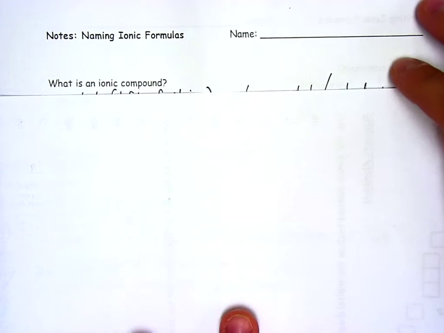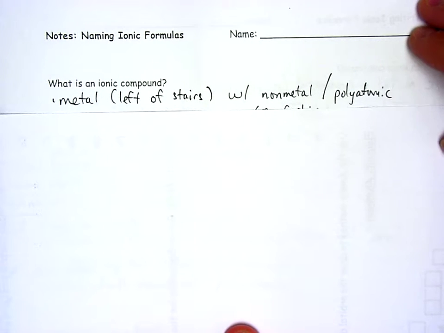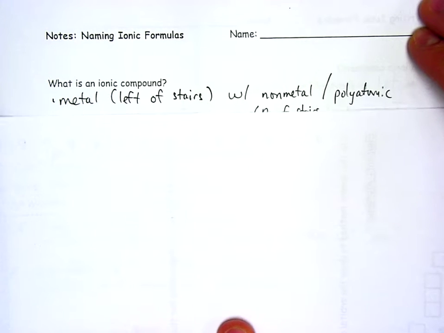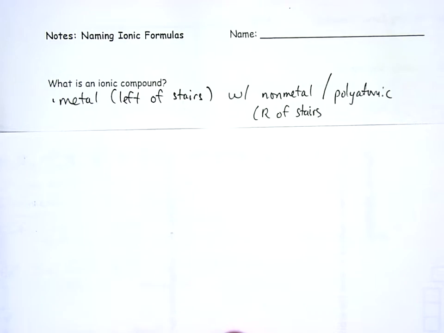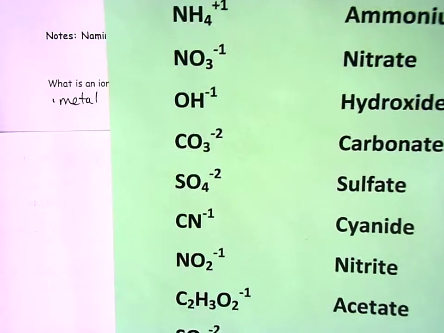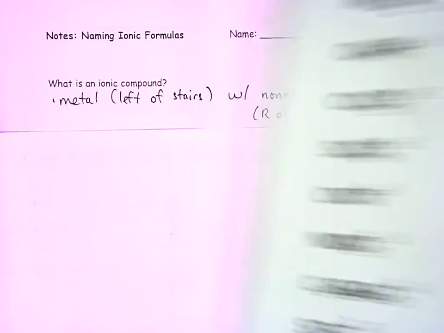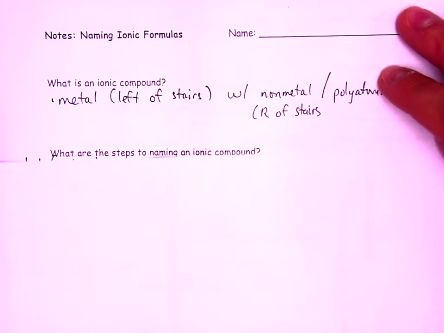Okay. So in the review again, what's an ionic compound? It's when you have a metal, an element from the left of the stairs, bonded with a non-metal, an element from the right of the stairs, or a polyatomic. Again, your polyatomic list is when you have non-metals bonded to each other, but they act as if they're one element.